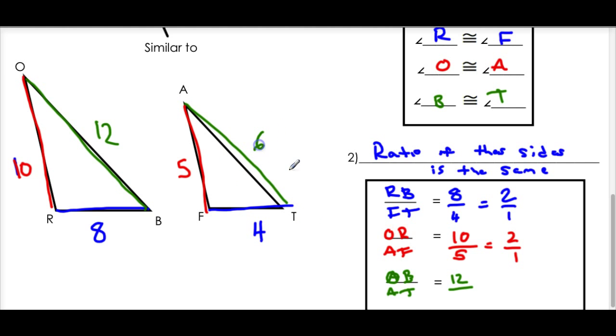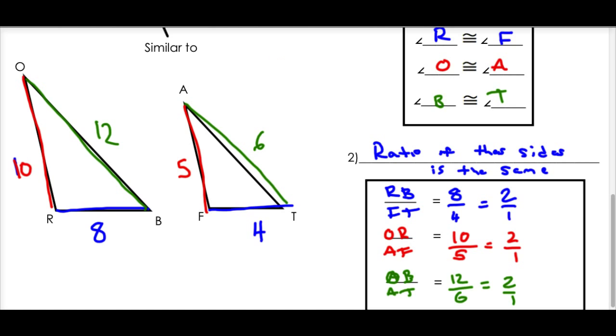Well, this would also have to be 6, right? Because that is a ratio of 2 to 1. So the ratio of all of these sides needs to be the same, all right? And that is the second property of similar triangles. 8 to 4, 10 to 5, and 12 to 6, right? So basically, half of all these numbers.